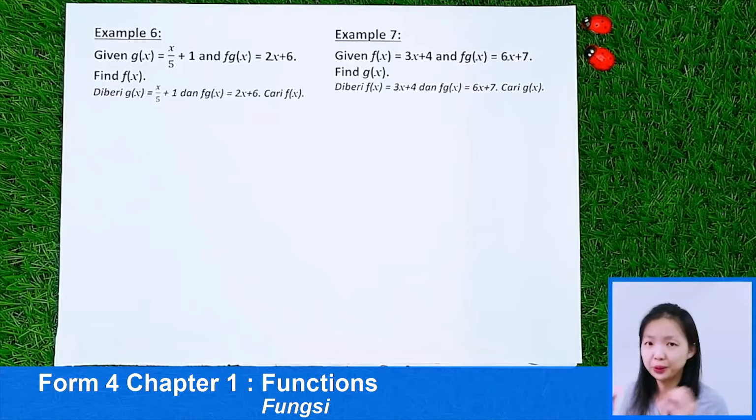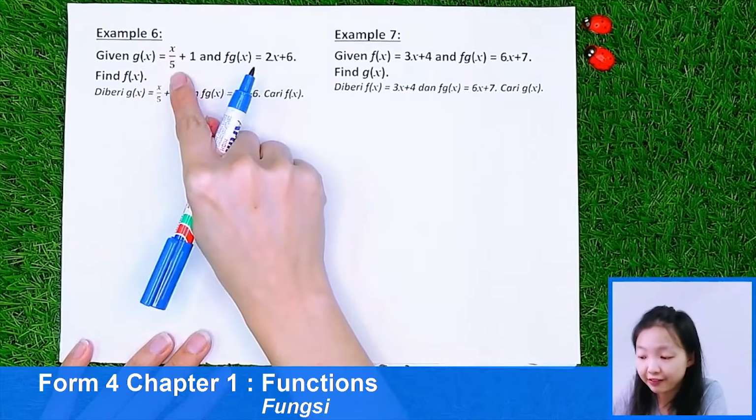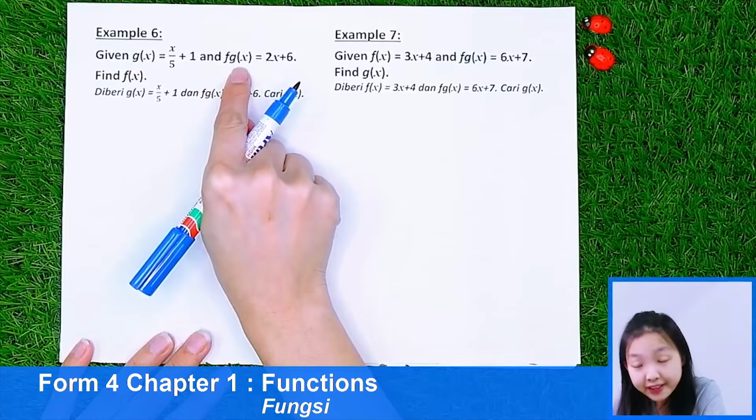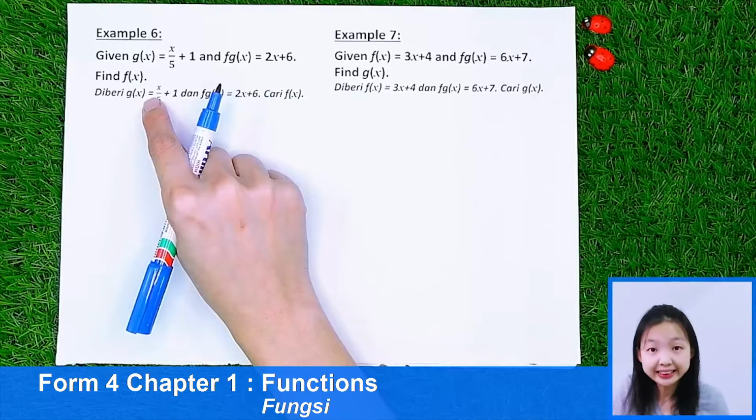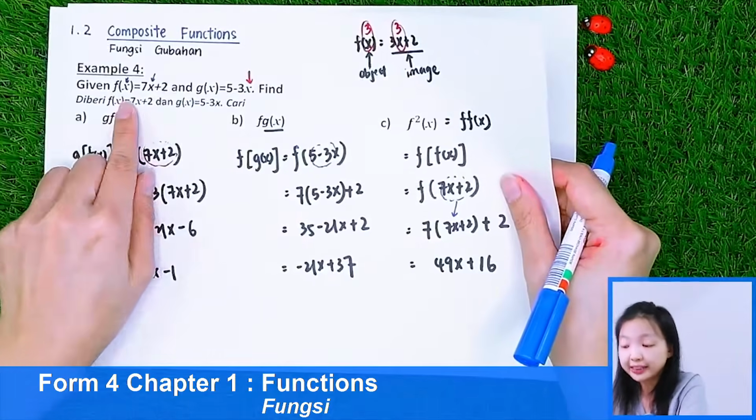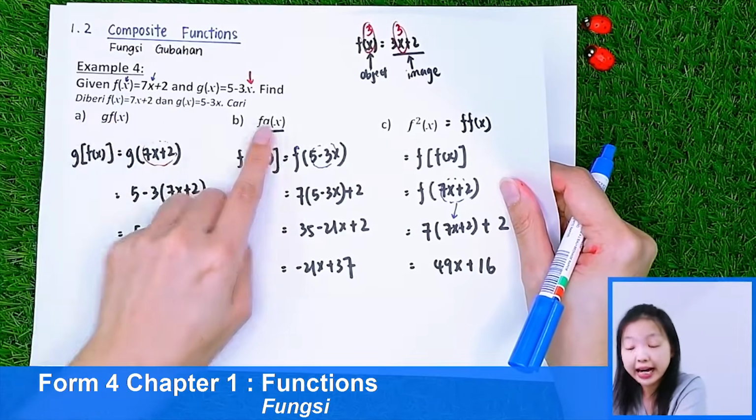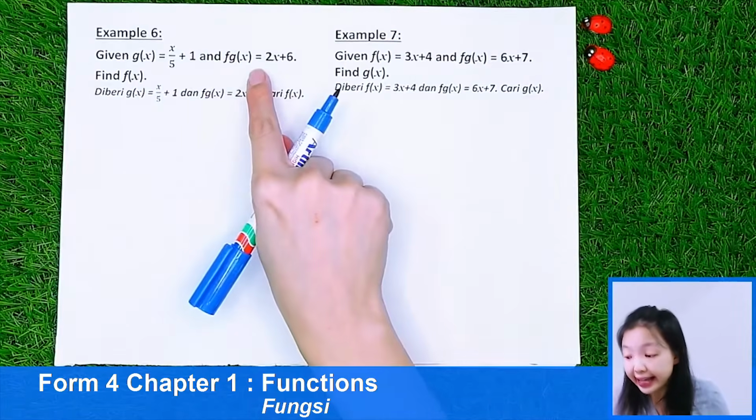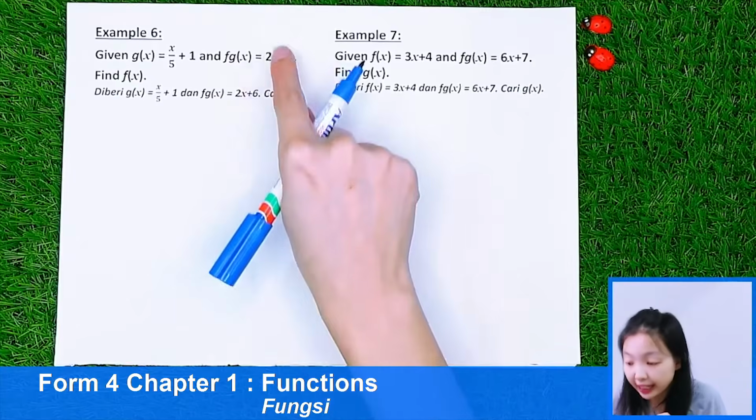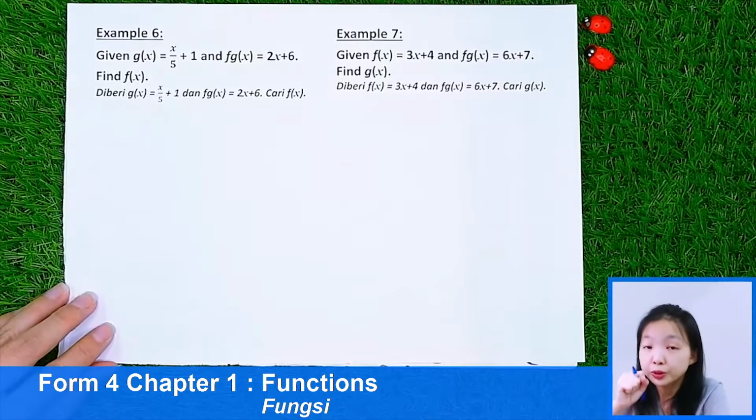Okay? Now let us go to example 6 and 7. Example 6 and 7, they look alike, but actually they are not alike. Let me show you. Example 6, given that g(x) equals to x over 5 plus 1 and fg(x) is equals to 2x plus 6, find f(x). Just now, the question gives you the f(x), g(x), and it wants you to find the composite function gf(x) or fg(x). Now the question gives you the g(x) and fg(x), the composite function, and it wants you to find the f(x). Okay, so now I will show you step by step.